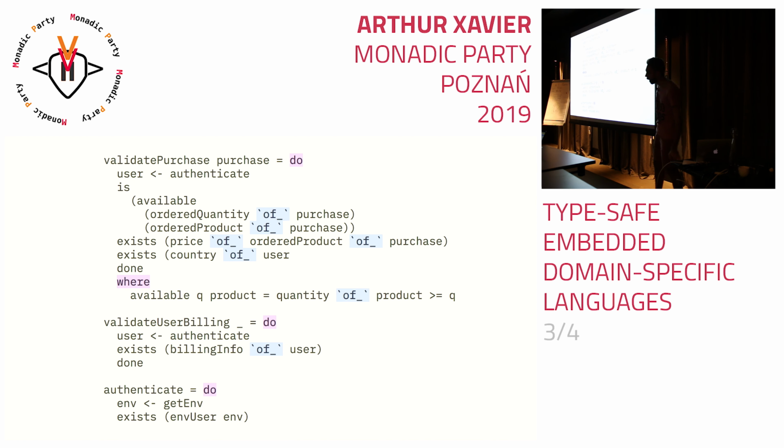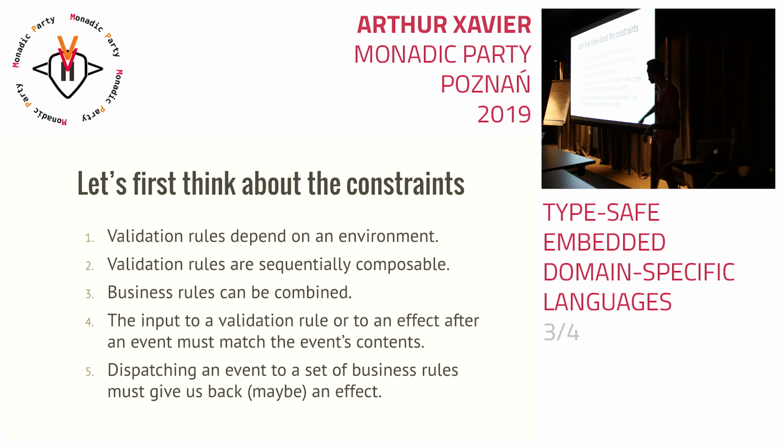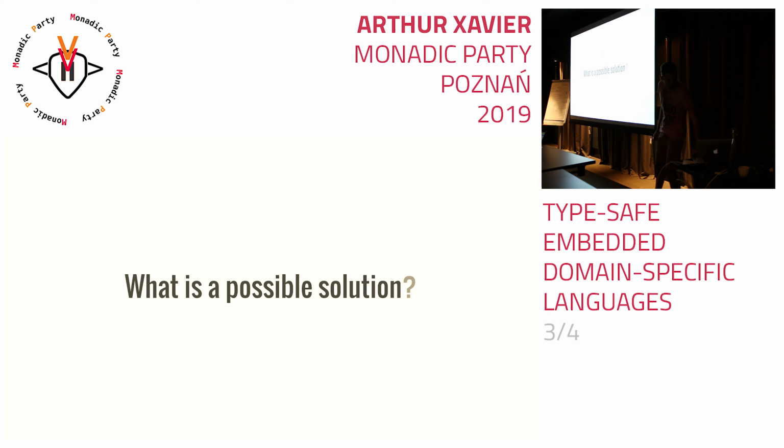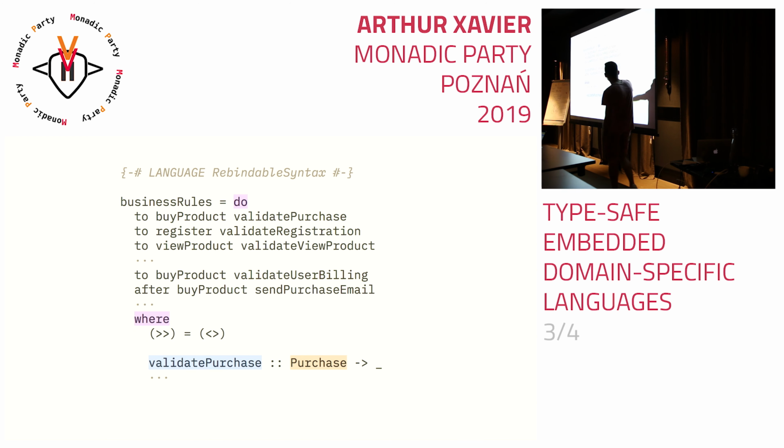We have seen here that if this whole thing is a validation rule, right? We want to be able to access the user here who was authenticated by this authenticate rule and check whether their billing info exists. Okay. Business rules can be combined. We have seen that here, right? Just combining a bunch of business rules.